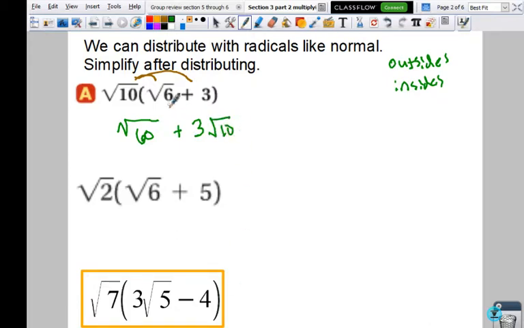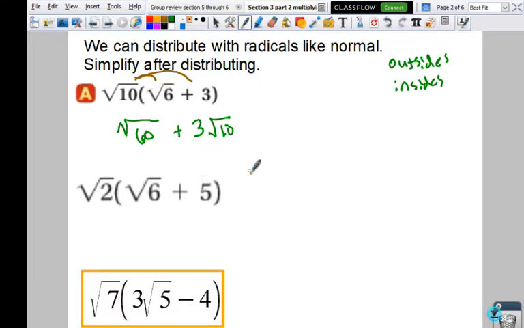Because 3 is an outside, and this 10 is an inside, right? How do you know that 3 is outside? Because there's no square root. Remember, the outside means the thing outside the square root, and the inside means inside the square root. See how 10 is inside the square root? And 3 is not inside the square root because the square root, like right here, stops. If you have two outsides, you would multiply them together.